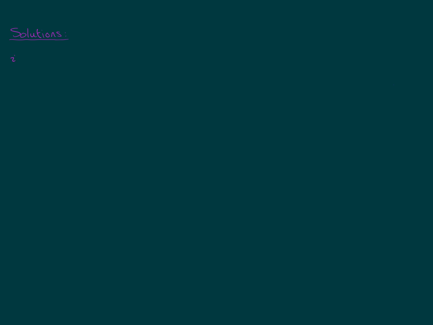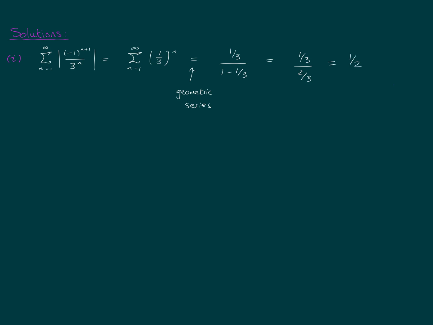First problem, sum n equals 1 to infinity of, now we're going to look at the absolute value like the hint suggests, minus 1 to the n plus 1 over 3 to the n. Again, if we take the absolute value of minus 1, we just get 1. So this is sum n equals 1 to infinity of 1 over 3 to the n. Now this is 1/3 over 1 minus 1/3. And this is the formula for a geometric series with first term a third and multiplier 1/3. And this is equal to 1/3 over 2/3, which is equal to 1/2. So our original series is absolutely convergent. So hence, sum n equals 1 to infinity of minus 1 to the n plus 1 over 3 to the n is absolutely convergent.